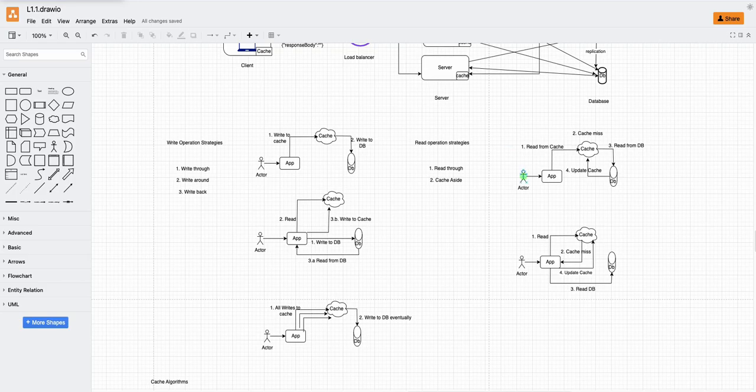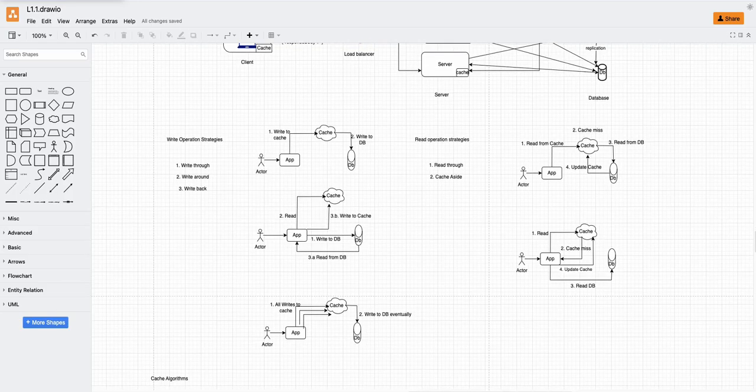The difference between read through and cache aside is that in read through, the cache calls the database, and in cache aside, the application does all the operations. There is no communication between the cache and the database.